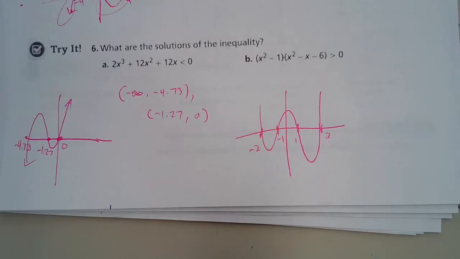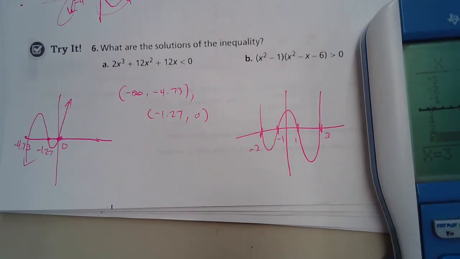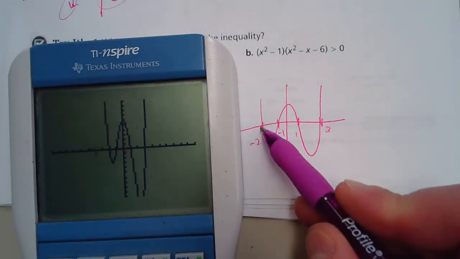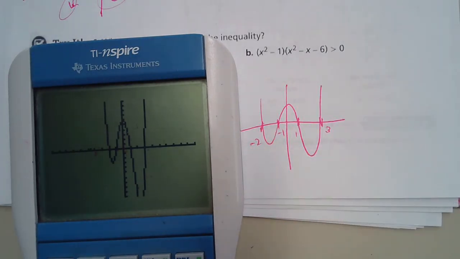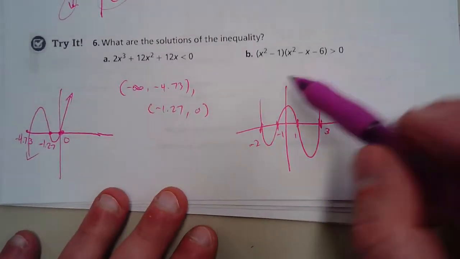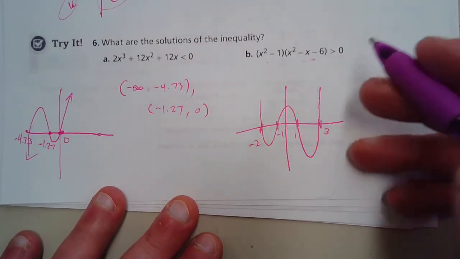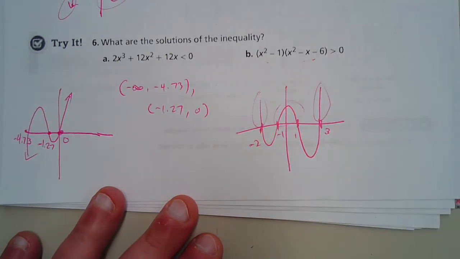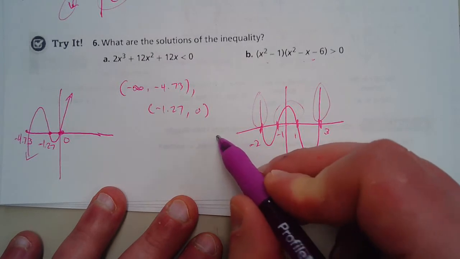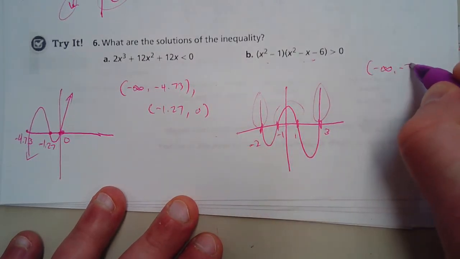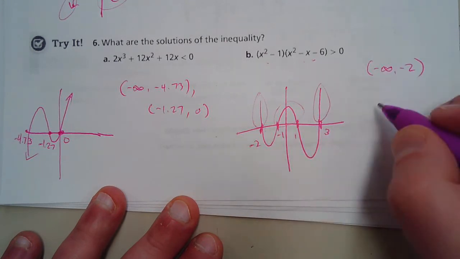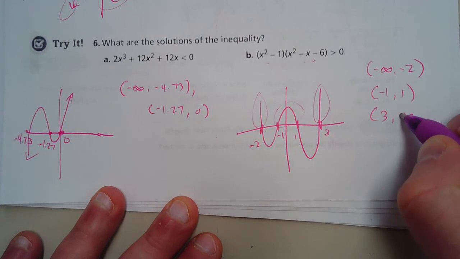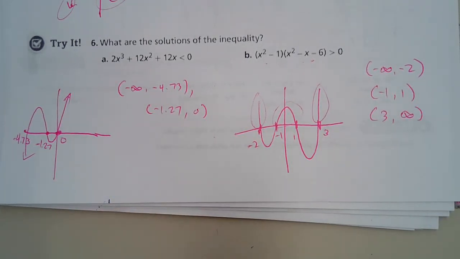Okay. Then the last one here is actually not bad at all. This one gives you kind of a weird W shape when you graph it. It looks like this. But the numbers are all whole numbers. You got -2, -1, 1, and 3. So once again, read the problem and say, when is the graph greater than 0? So now it's when is it above the x-axis? So that's here, here, and here. We're going to have 3 intervals for this answer. So -infinity to -2 would be one of them. -1 to 1 would be another. And 3 on to infinity would be the last one. And there we go. All right.